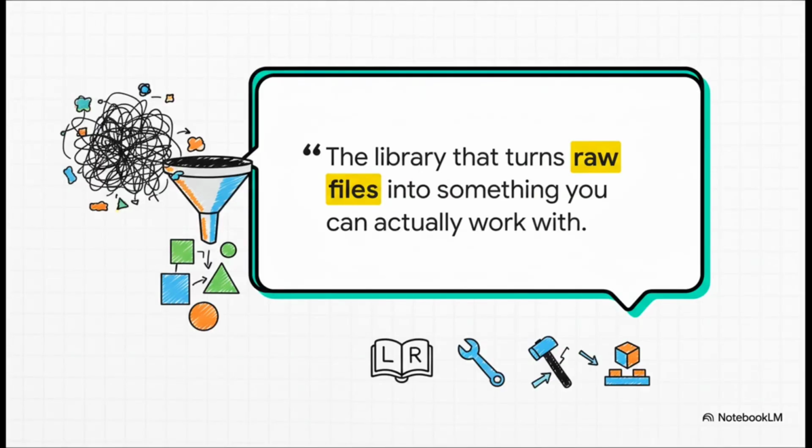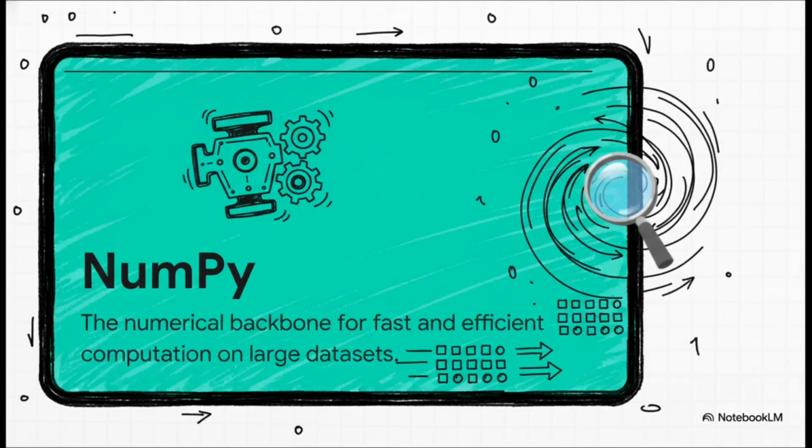And this quote just nails it. It's been called the library that turns raw files into something you can actually work with. See, it's not about doing fancy analysis just yet. It's about that crucial first step of loading your data, cleaning it up, and shaping it into something usable. Now, working right alongside pandas, a lot of the time behind the scenes is NumPy. If pandas is kind of like the body of a car holding everything together, NumPy is the high-performance engine making it all go incredibly fast. It's the whole reason Python can crunch millions of numbers in the blink of an eye.